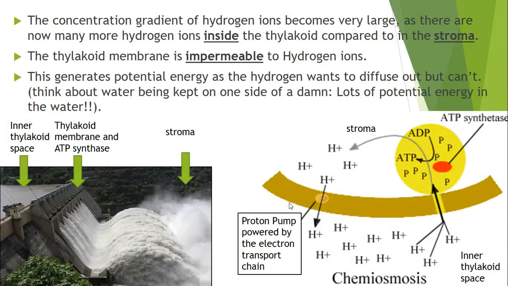Now, why does the plant cell pump protons into the inner thylakoid space? Because what it wants to do is build up pressure. Again, I'm going to use my analogy of blowing up a balloon. If I use energy and put air into a balloon, that air is under pressure and it wants to escape.